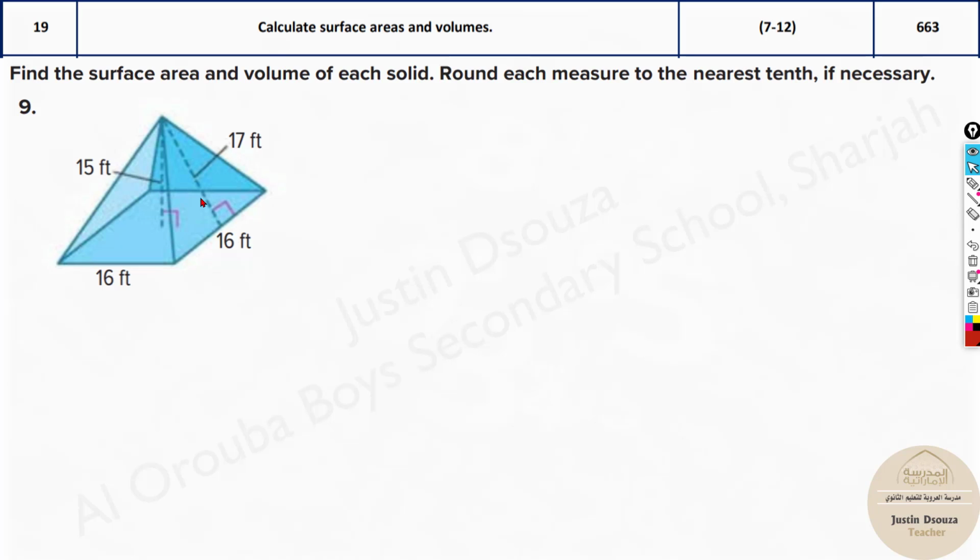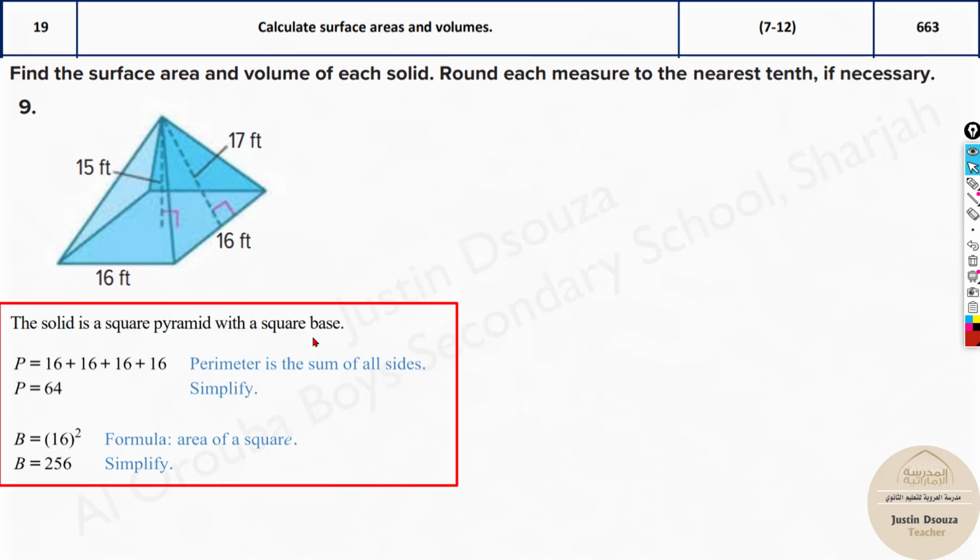Now here, this is having a base of 16, 16. This is a pyramid, but it is having a square base, not rectangular, square base. So that is important. It's having a square base pyramid. Now then you can find the perimeter. What's the perimeter of the square? 4 times the side, 16 times 4, or you can add 16 4 times.